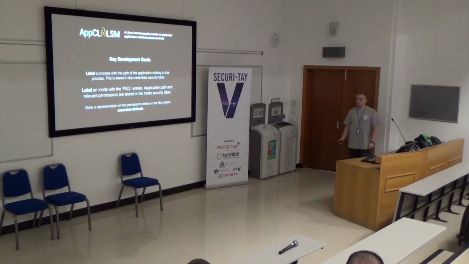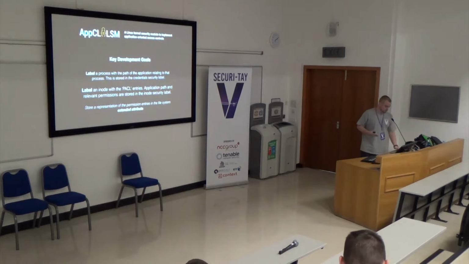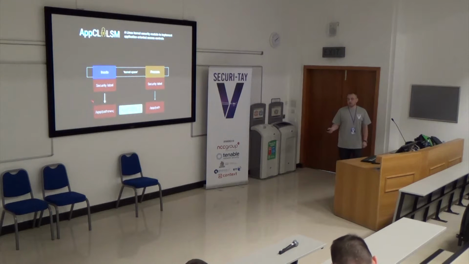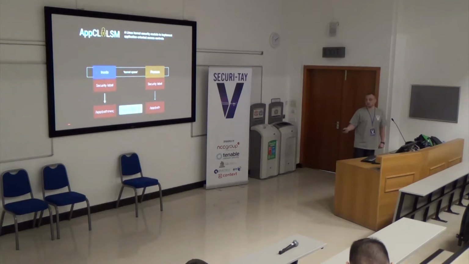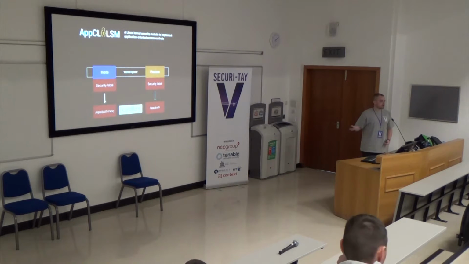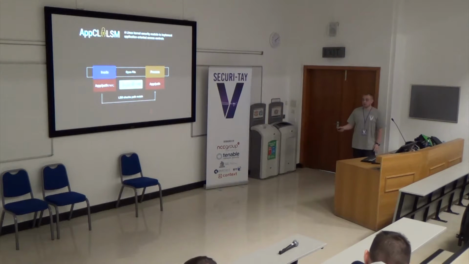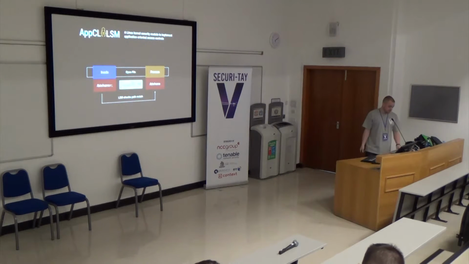The second bit is to label an inode with the PACL entries, our program-based access control list entries. So the application path and the relevant permissions need to be stored in there. As well as the application path being stored on the process, AppCL wants to store the path and the permissions for that inode, so that it knows what permissions that inode has. It's then able to check the path to identify whether it's the current application. We'll come into that in a bit more detail. So as an example, with an actual application in there, we've got /bin/nano and r.